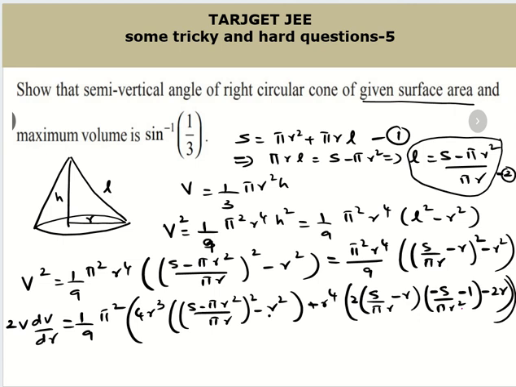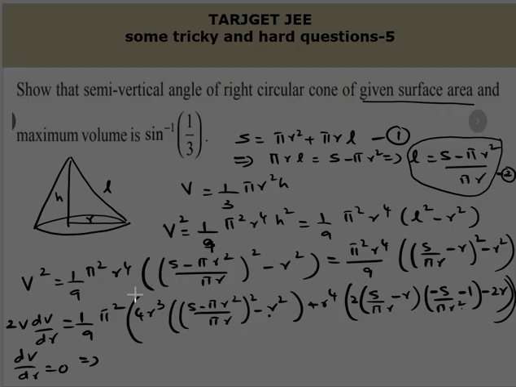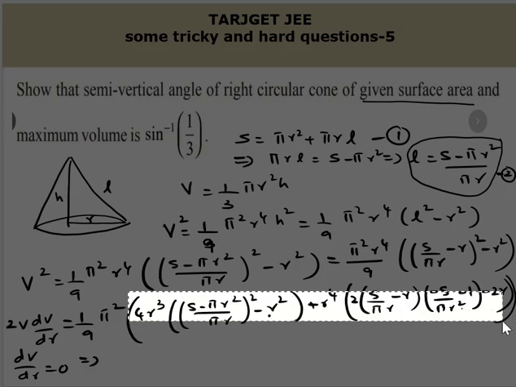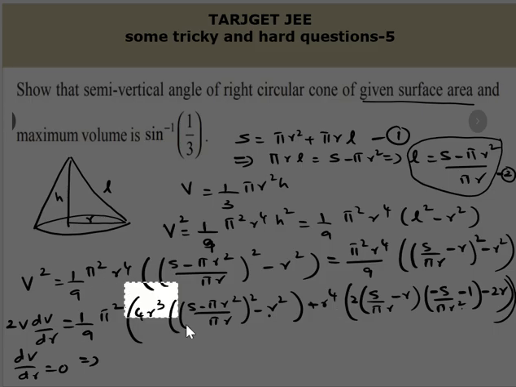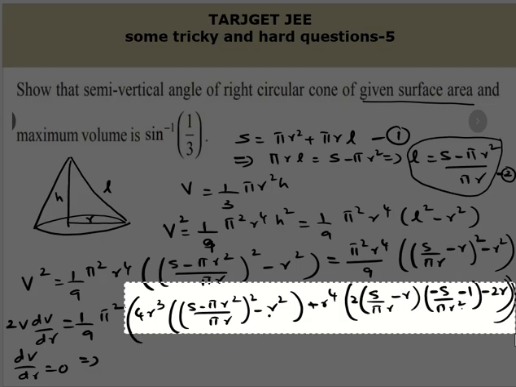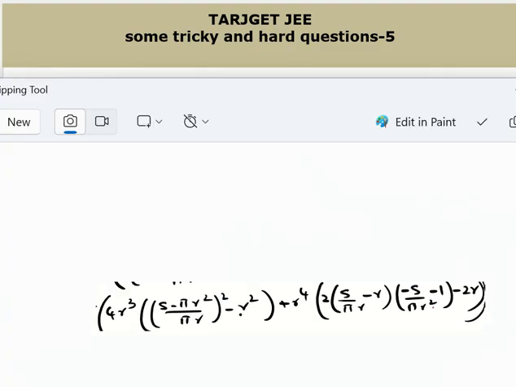So for maximum volume, dV by dr should be equal to 0. That means this whole expression is going to be 0. So what does this give me? 4r cube. You can forget about the constant. So we have a big expression. Let me transfer it to the next slide. This big expression is going to be equated to 0 and that gives us a relation between S and r. That is what we are looking for. So I will replace it there.